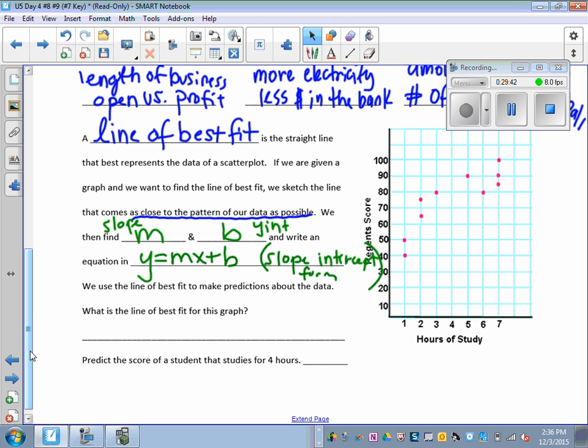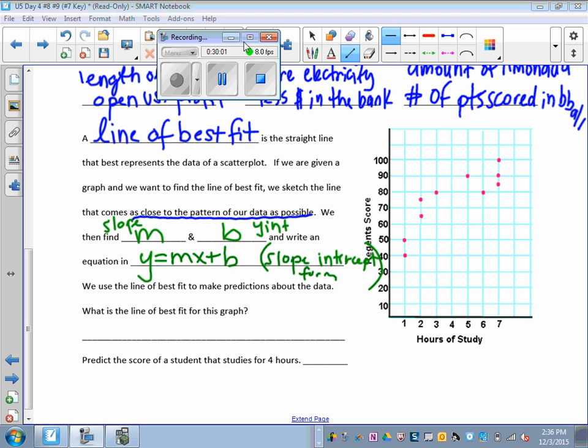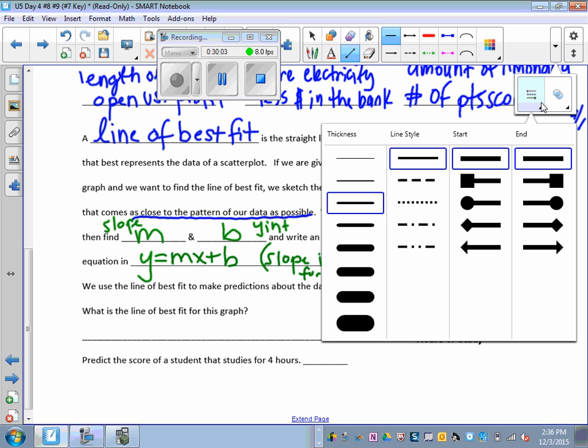Okay, so the first one says, what is the line of best fit for this graph? Anytime you're drawing your line of best fit, you need to use a straight edge. So use the back of your calculator. I'm going to pull up a straight line here. And we want to do our best to mimic the relationship. Your finger doesn't work super well.